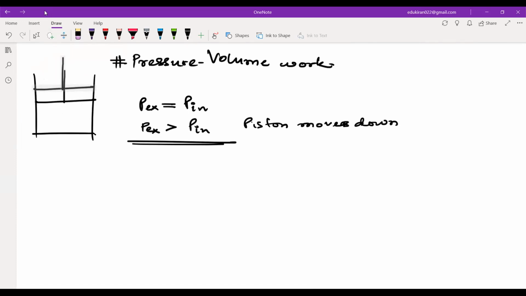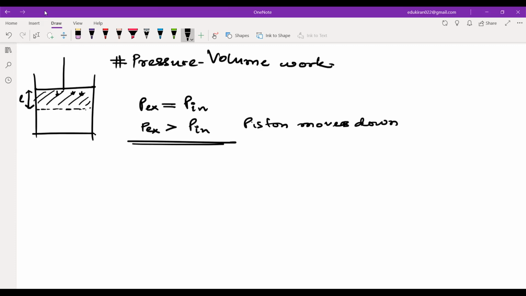Let us suppose the piston was here, and I have moved it down till here. The piston was here, and I moved it down till here. So the piston moves L length. Yes or no? The piston moves L length, but because this is a 3D piston, this is a 3D container, there will be a change in volume.